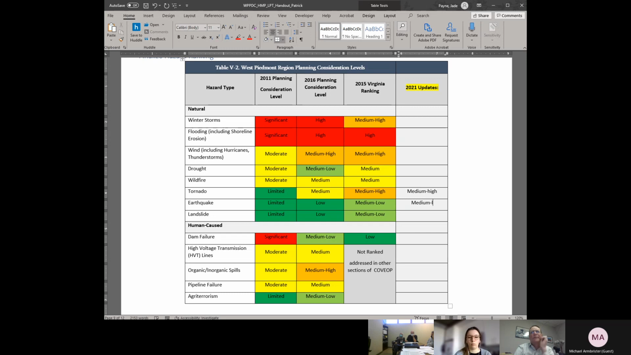Yeah. The tornado, the earthquake, and the landslide, and I'm looking up here on the winter storm of the Virginia ranking, they got it medium high. But in our Meadows of Dan and Woolwine area, I'd still like to keep that as high. Yeah, I agree. And the other comment that we got was that even though flooding and winter storm are both high, we should flip-flop those and put flooding on the top just because people thought it was actually the highest consideration.